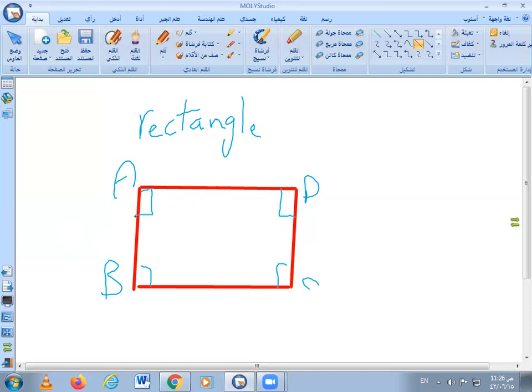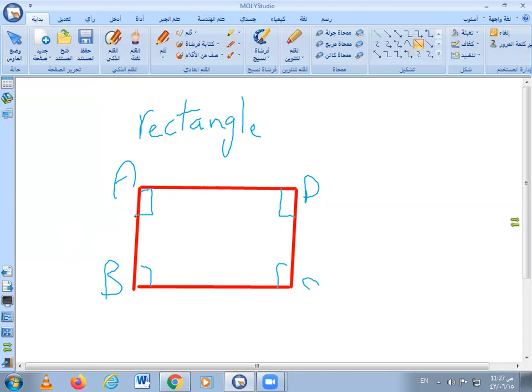What are the properties of a rectangle? Number one, all the properties of a parallelogram. The four properties, again, together: each two opposite sides are equal in length, each two opposite angles are equal in measure, each two consecutive angles have a sum of measure 180 degrees, and the two diagonals bisect each other.